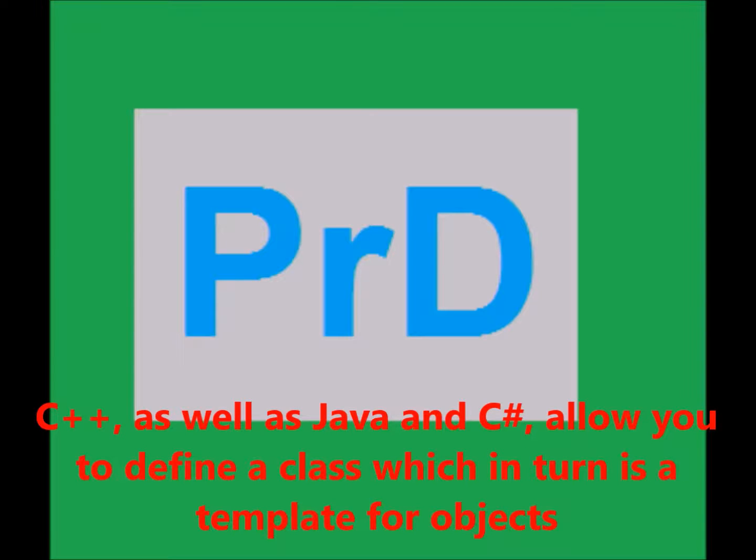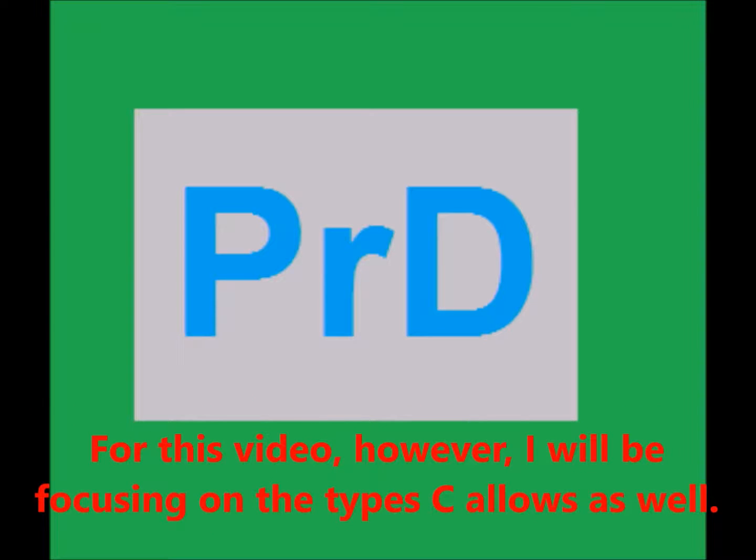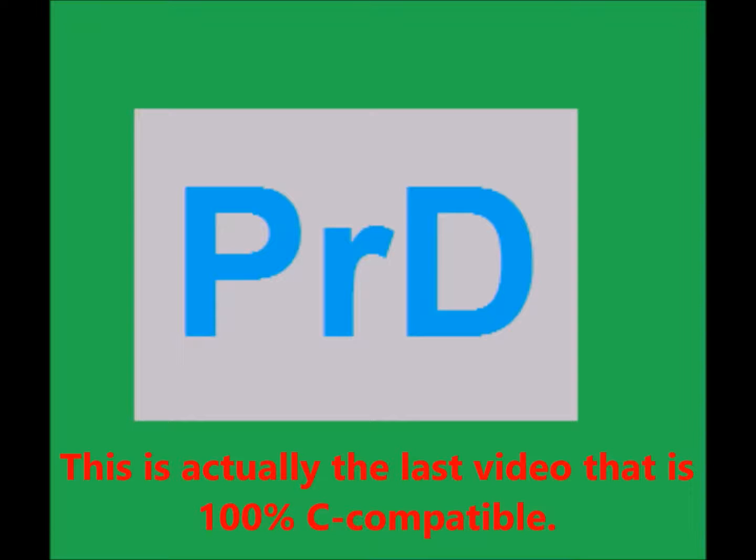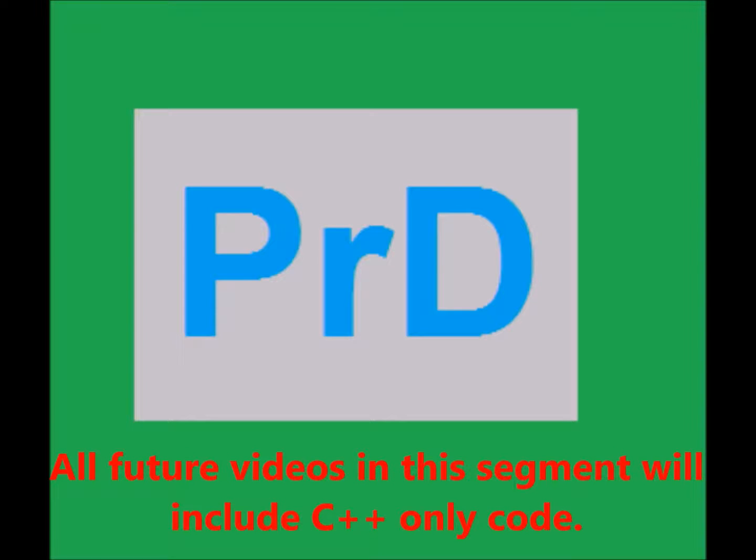C++, as well as Java and C#, allow you to define a class, which in turn is a template for objects. For this video, however, I will be focusing on the types C allows as well. This is actually the last video that is 100% C compatible. All future videos in this segment will include C++ only code.